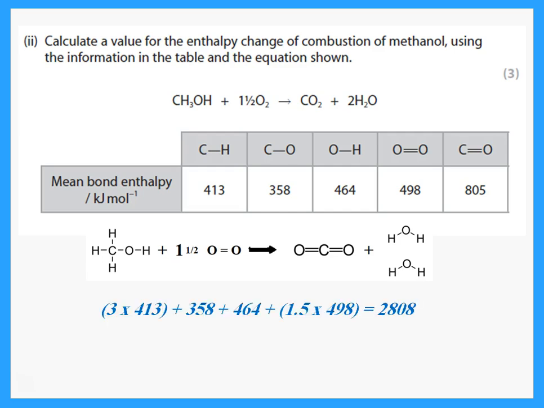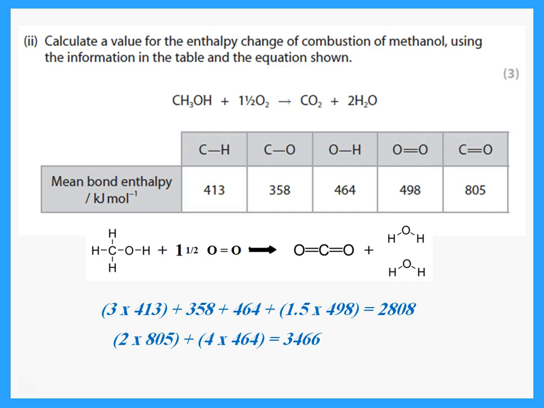So we have CH is 413. How many CHs do I have? I have 3. Plus I have a CO bond, which is 358, plus an OH bond, 464, plus 1.5 of the oxygen double bond. So that is 498. The total of that for the reactants is this number.